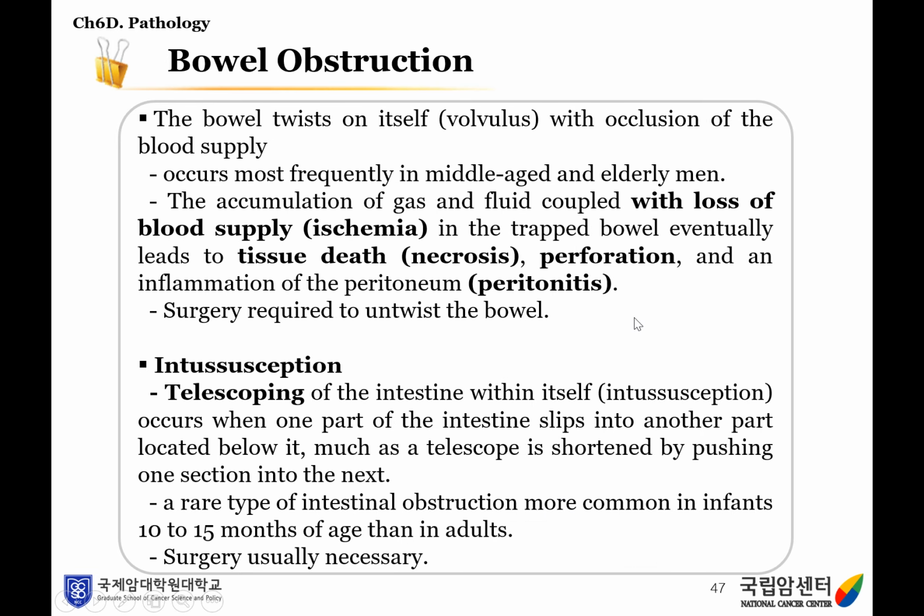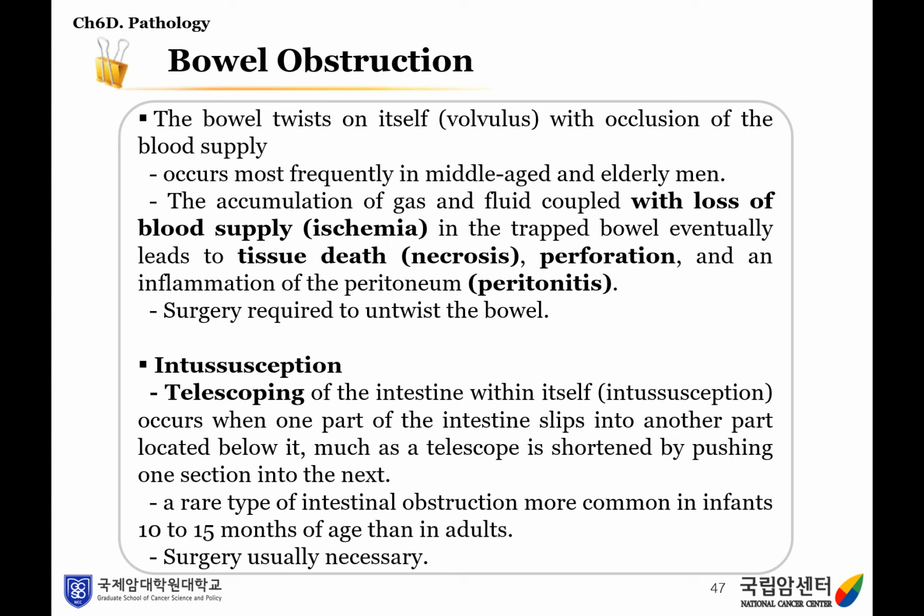And as for bowel obstruction, the bowel twists on itself, and occlusion of the blood supply can occur. This occurs most frequently in middle-aged and elderly men. And the accumulation of gas and fluid, coupled with loss of blood supply, which is ischemia, in the trapped bowel eventually leads to tissue death, necrosis, perforation, and an inflammation of the peritoneum, which is peritonitis. So surgery is required. And there is this condition, intussusception.